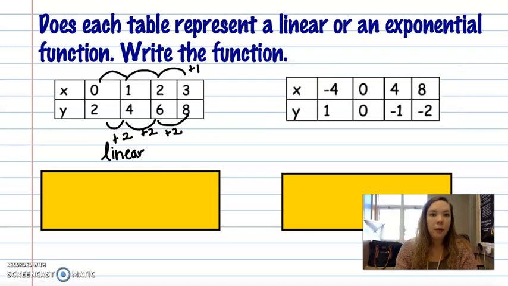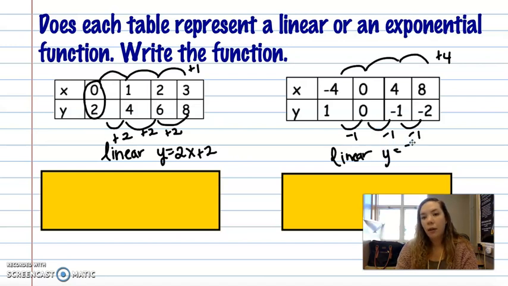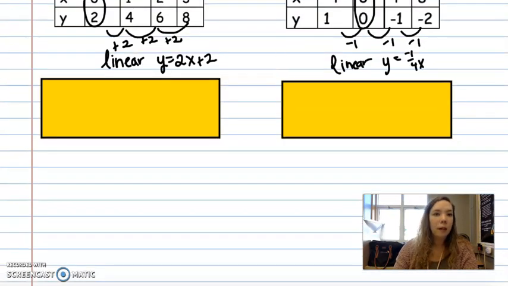All right, for this table, we are subtracting 1, subtracting 1, subtracting 1, and adding 4 up here. So I would say this one is also linear. And let's go ahead and write the function. So I know that this would be y equals 2 over 1 x, or just 2x, plus 2. That's my 0 term. This one would be y equals negative 1/4 x plus 0 in this case, so you don't have to put that. Okay, let's keep going.